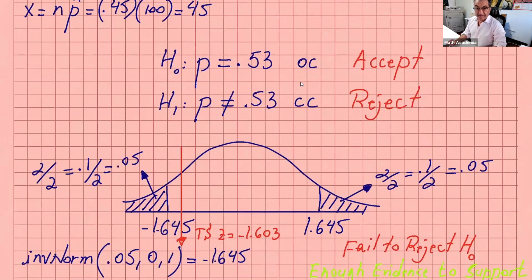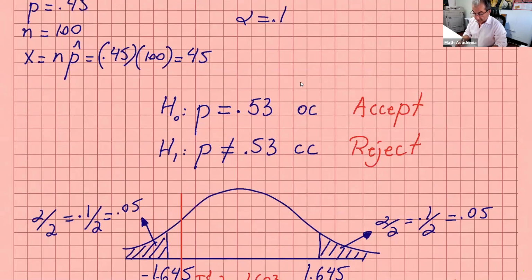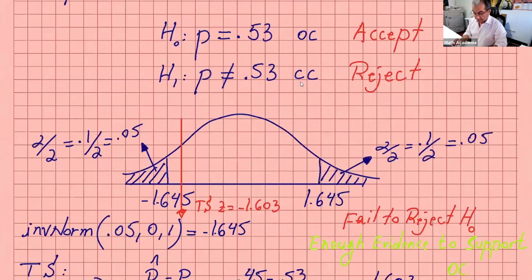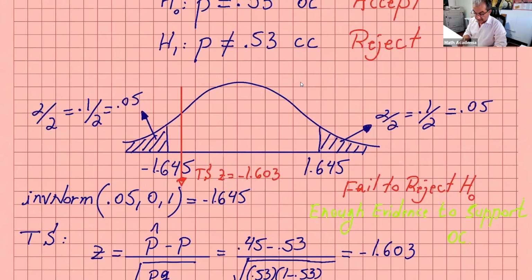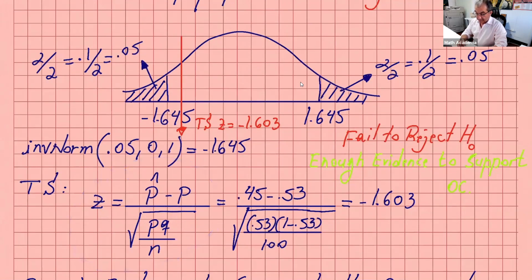So to find the critical values, it's a two-tailed test, so you have to divide alpha by 2. 0.1 divided by 2 is going to give you 0.05. Use inverse norm of 0.05 and you get, this is one of the common ones, like 90% confidence level, negative 1.645. And of course the one on the right will be positive 1.645. Test statistic, the claim is about population proportion, so same formula, p hat minus p over square root of p times q over n.